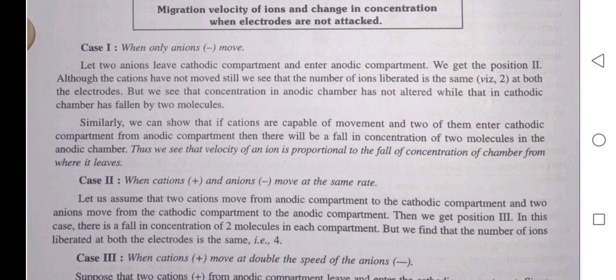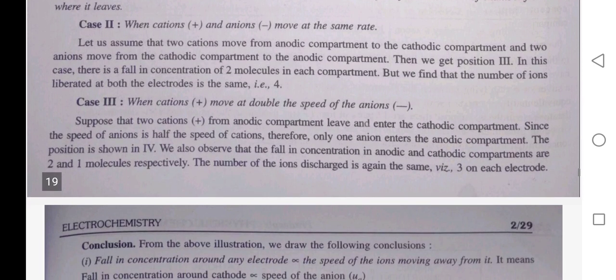In this case, there is a fall in concentration of two molecules in each compartment, but we find that the number of ions liberated at both the electrodes is the same. Case three: when the cation moves at double the speed of the anion, suppose that two cations from the anodic compartment leave and enter the cathodic compartment. Since the speed of the anion is half the speed of the cation, only one anion enters the anodic compartment. The position is shown in figure 4.